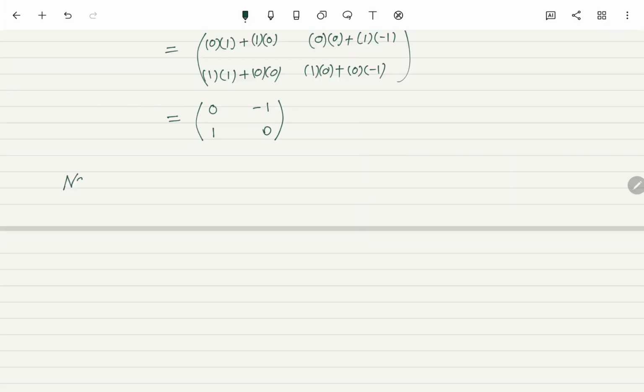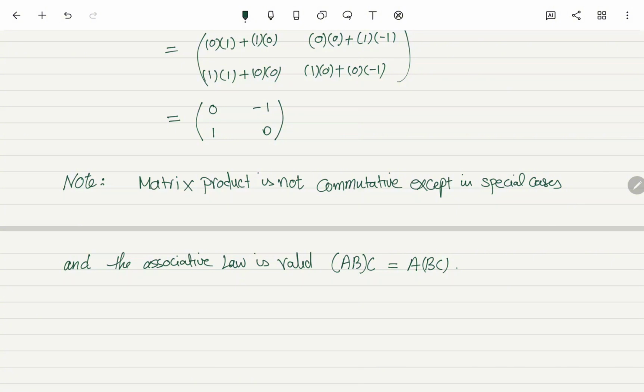Note, matrix product is not commutative except in special cases, and the associative law is valid, such that AB times C is equal to A times BC. And there's also a distributive law, which means matrix A times (B matrix plus C matrix) is equal to AB plus AC.